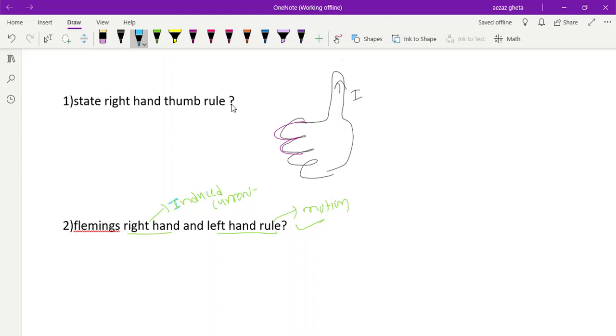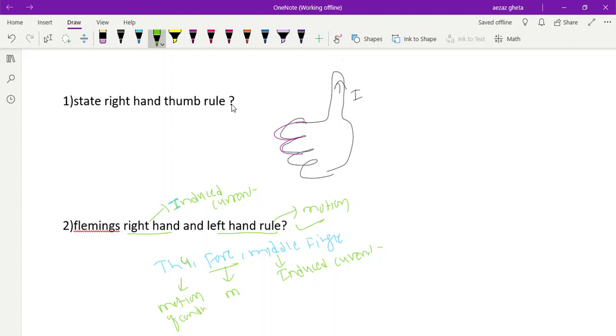So what does it state? Stretch the thumb, forefinger and middle finger of your right hand in such a way that they are mutually perpendicular to each other. Forefinger gives the direction of magnetic field, middle finger gives the direction of induced current, and thumb gives the direction of motion of conductor.